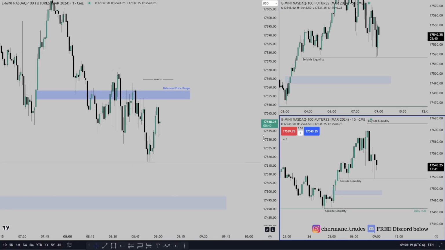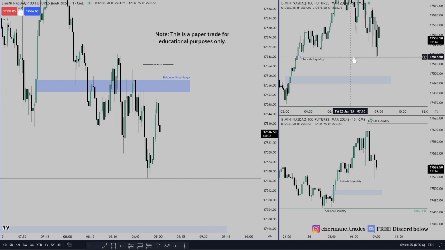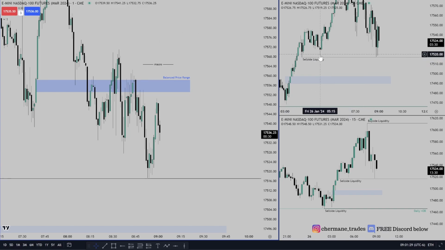Looking to go short here using this volume imbalance. All right, we have these equal lows, kind of like a triple bottom. This low here, this low here, this low here. So a lot of sell side resting below that.